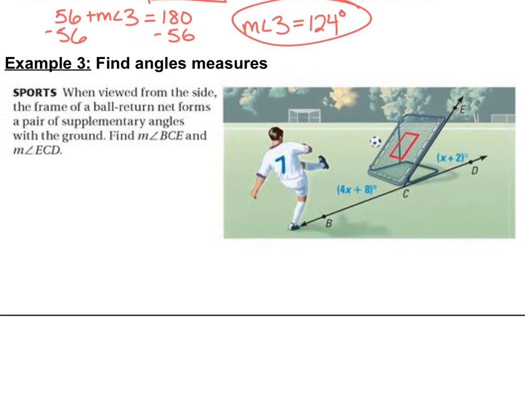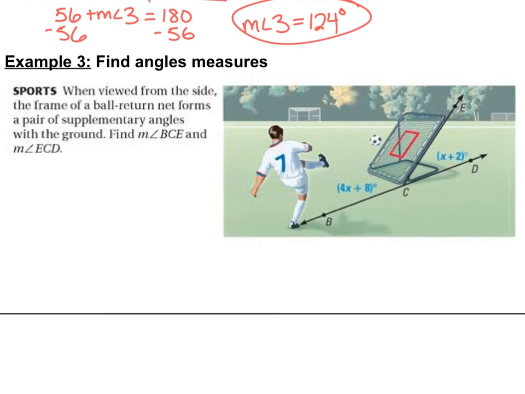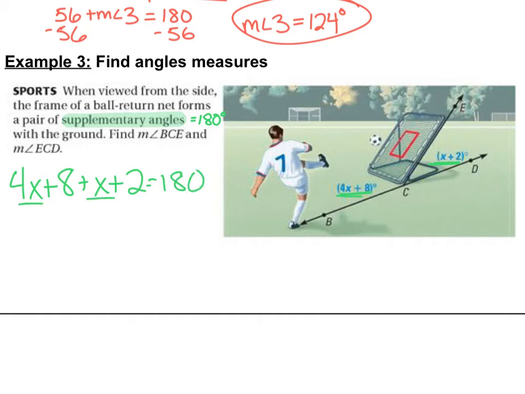Okay. All right, so example 3. When viewed from the side, the frame of a ball return net forms a pair of supplementary angles, keyword there, with the ground. Find the measure of angle BCE and ECD with that picture. So what do we know about supplementary? Again, hopefully we're remembering that supplementary means that they add to equal 180 degrees. So again, we're going to start throwing in those pesky variables, but that just means we're going to add those together. So 4x plus 8 plus x plus 2 equals 180. Make sure we combine our like terms. So this would be 5x.